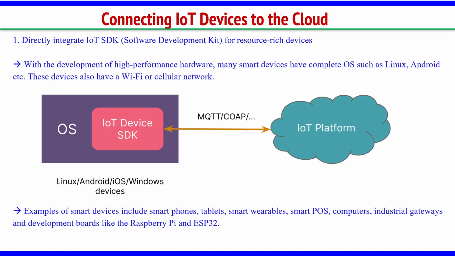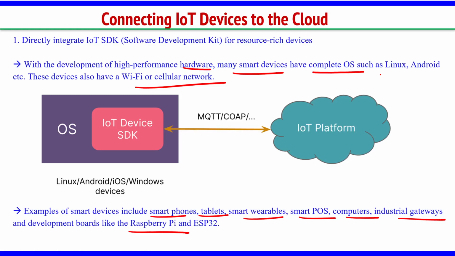With the development of high performance hardware, many smart devices have a complete OS, like Linux or Android. They also have Wi-Fi or network facility, so they can directly communicate with the IoT platform. This is one way of doing it. What are examples of smart devices? They include smartphones, tablets, wearables, POS, computers, gateways, and development boards like Raspberry Pi. Using those you can directly connect.